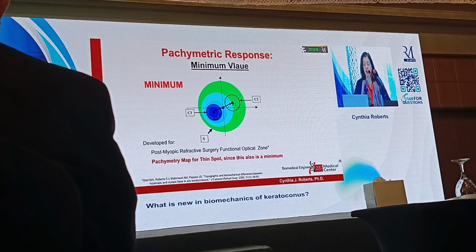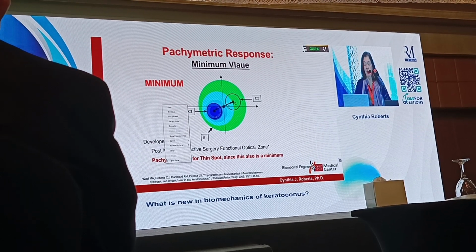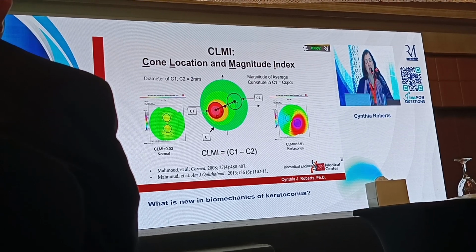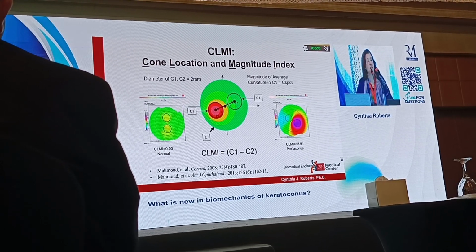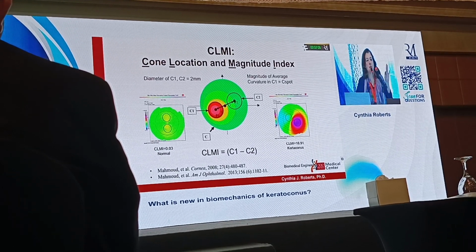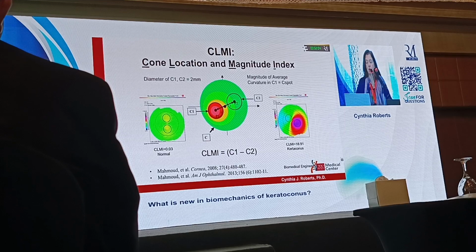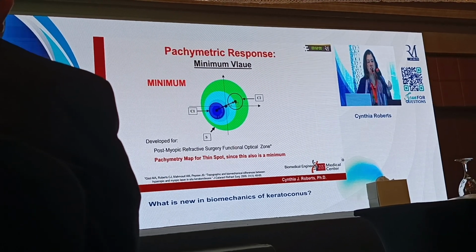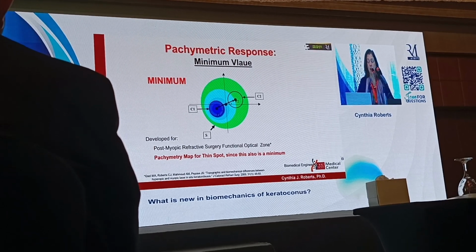And if you look at this, the cone location magnitude index, it searches the entire cornea for this area of greatest curvature rather than taking the steepest point, which in keratoconus may have artifact, and then taking the zone around it. And you can also do that same approach and look for a minimum value instead of a maximum value, and that's what we use on thickness.